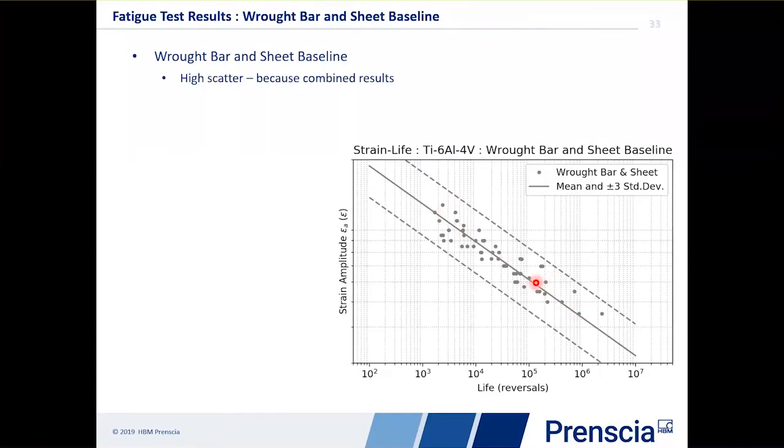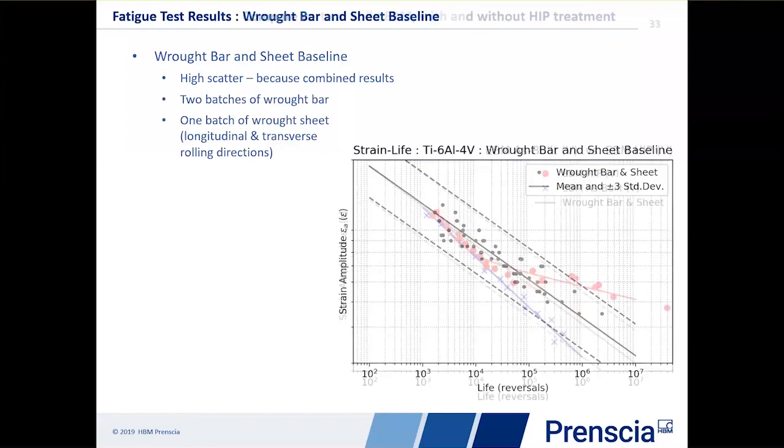You'll see that it has got a high scatter. I'm not worried about that. It's because we've combined the results from bar and sheet to do it. It consists actually of 2 batches of wrought bar and there's 1 batch of wrought sheet, but it's in 2 different rolling directions, longitudinal and transverse here.